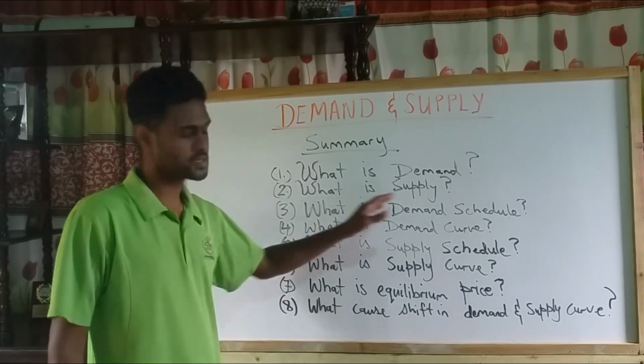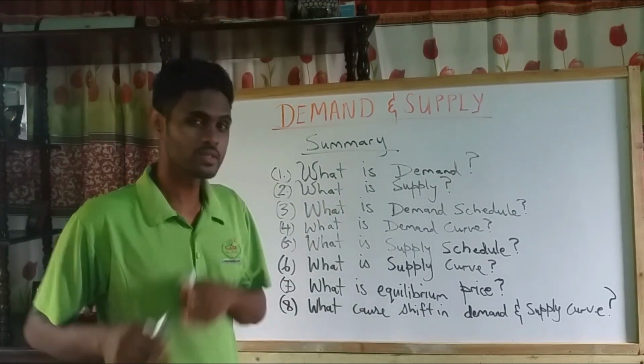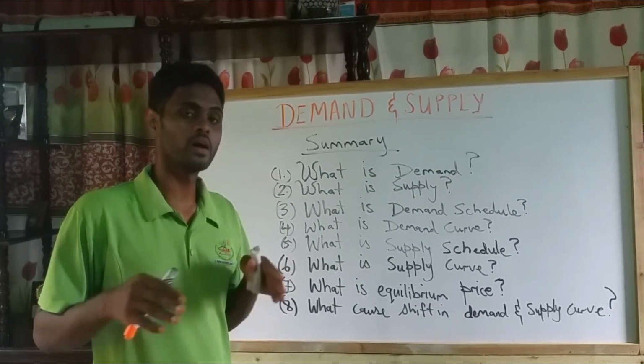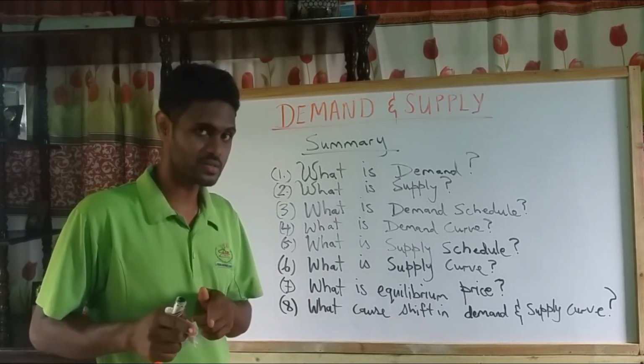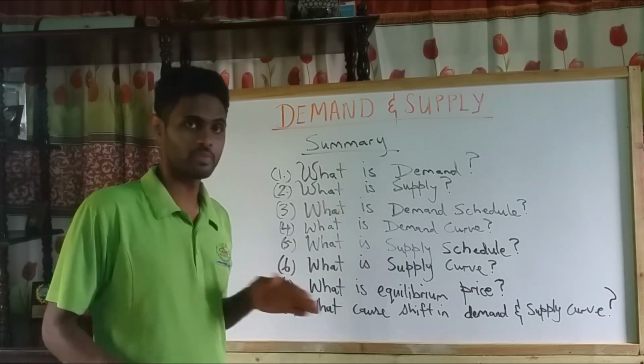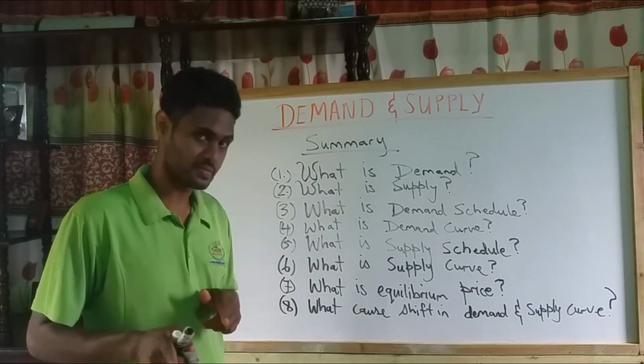Alright, number two, what is supply? Supply is the amount of goods that suppliers are willing to put on the market based on the selling price of the goods. Remember that supply is written from the perspective of the sellers.